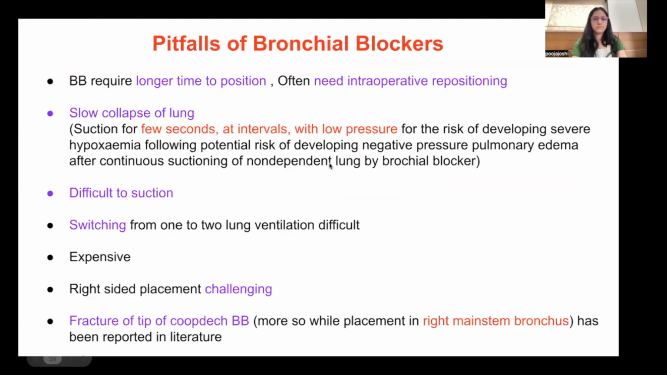Now, what are the pitfalls of the bronchial blockers? They require longer time to position. They often need intra-operative repositioning. They cause slow lung collapse. So you have to suction it for a few seconds at intervals and with low pressures, because there is the risk of developing negative pressure pulmonary edema, and that causes severe hypoxia. There is difficulty in suctioning in cases of bronchial blockers. Switching from one lung to two lung ventilation is difficult. Especially right-sided placement is challenging.